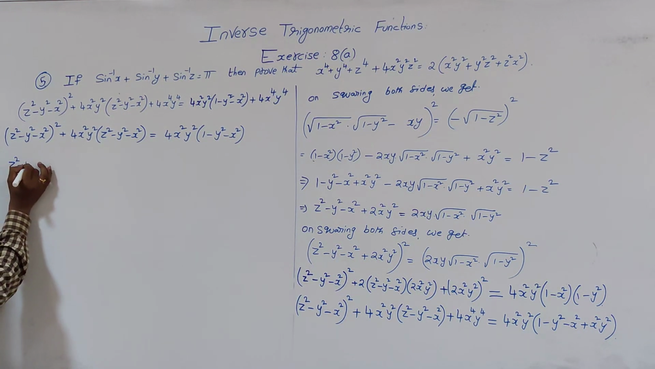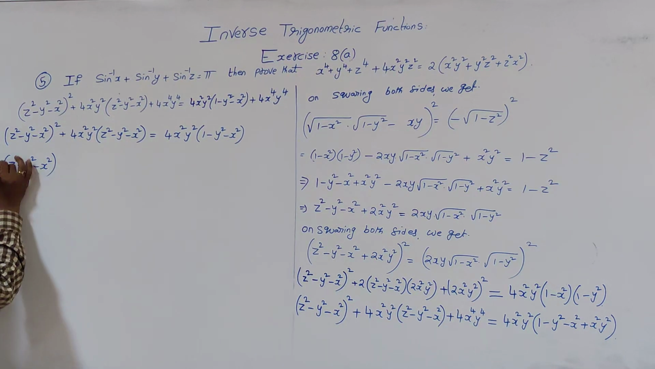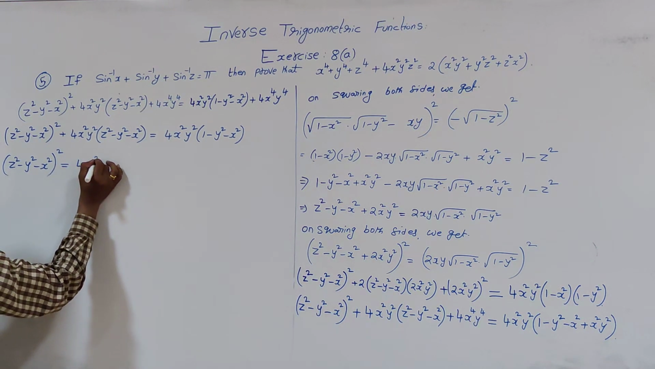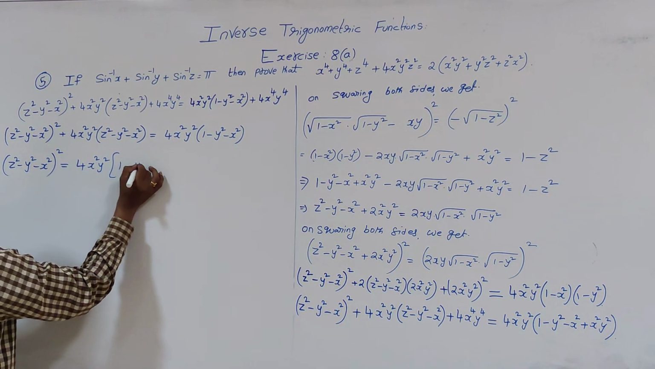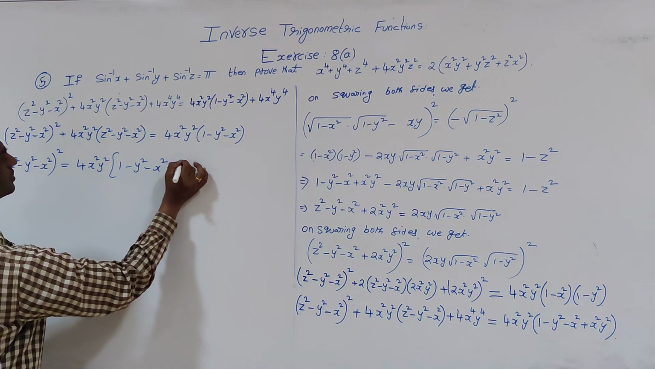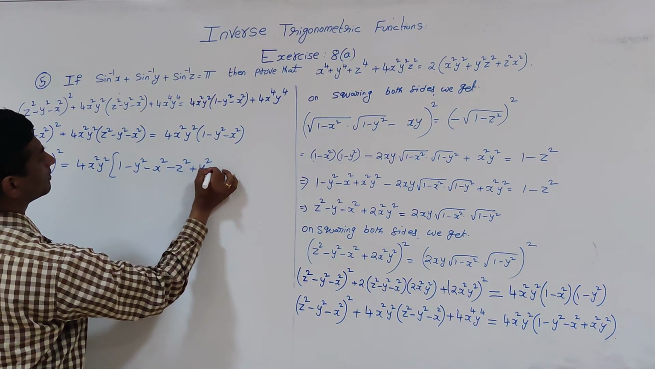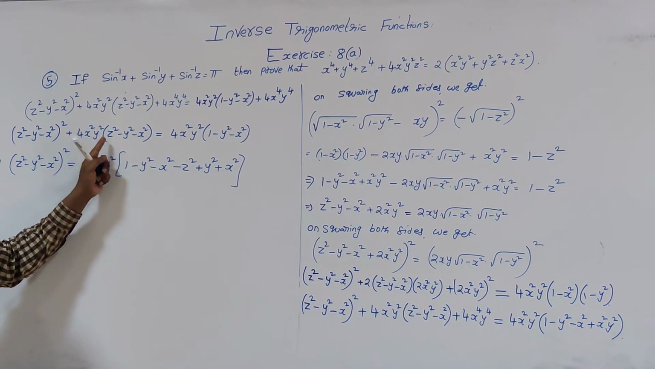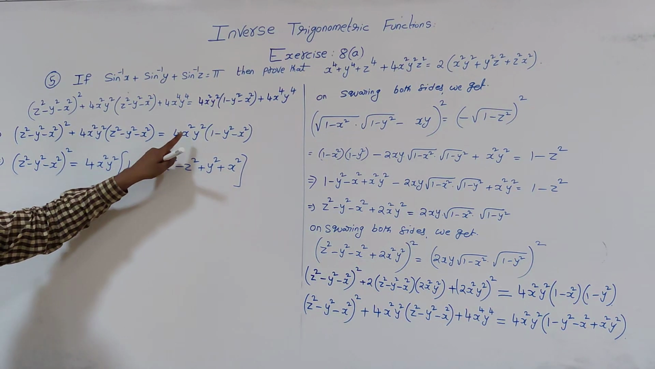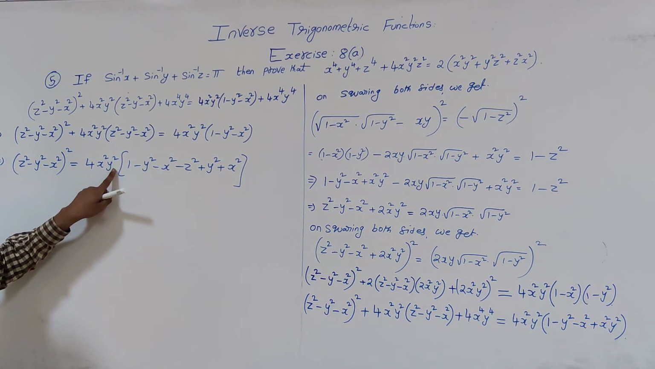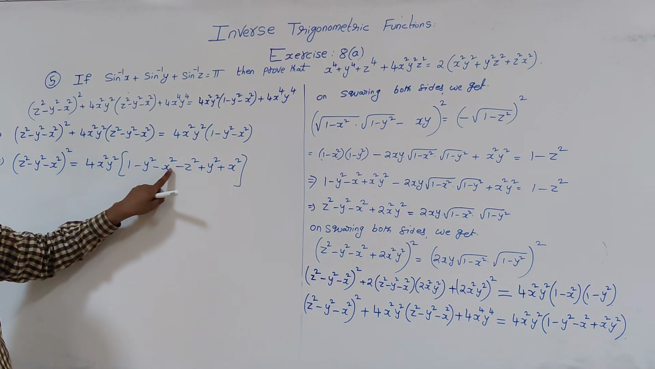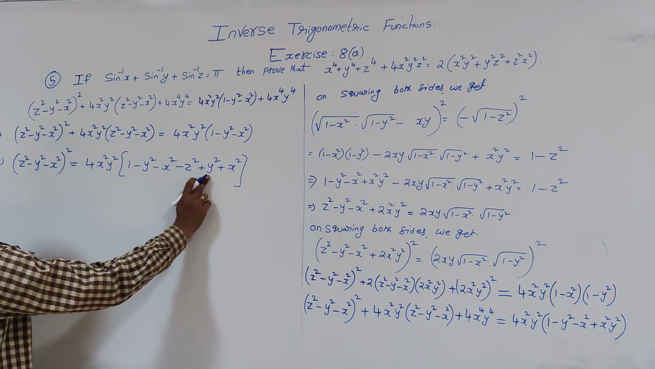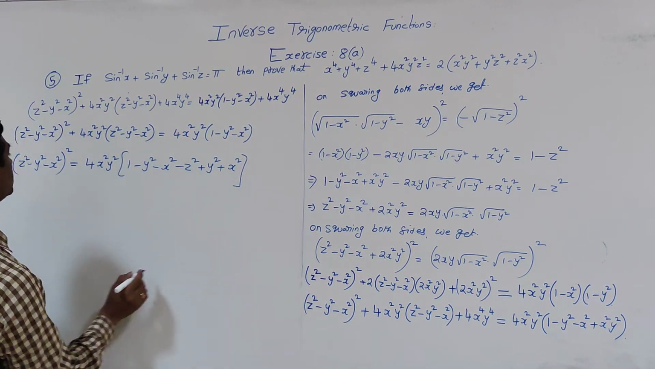So (z² − y² − x²) whole square is equal to, take this to the right hand side, and 4x²y² will be common, so it will be 1 − y² − x² − z² + y² + x², because if you take it to the right hand side it will be minus 4x²y² times of this. You can take the common 4x²y², and the term left over will be 1 − y² − x² − z² + y² + x². So −y² + y² gets cancelled, −x² + x² gets cancelled.